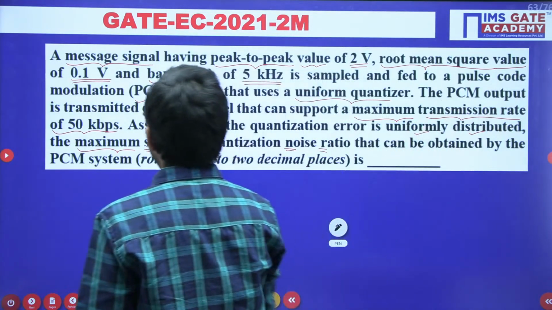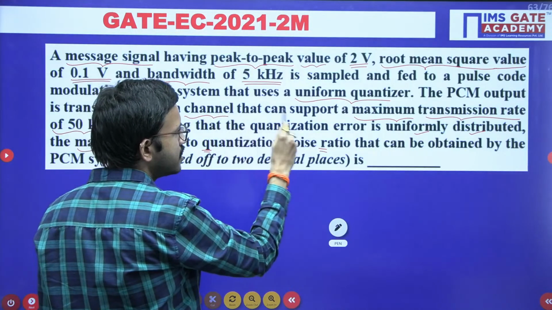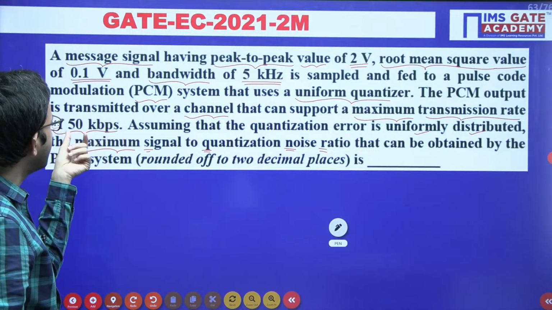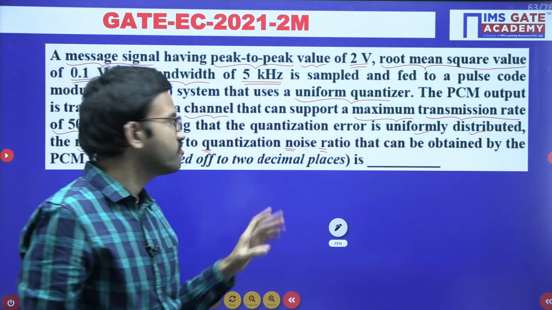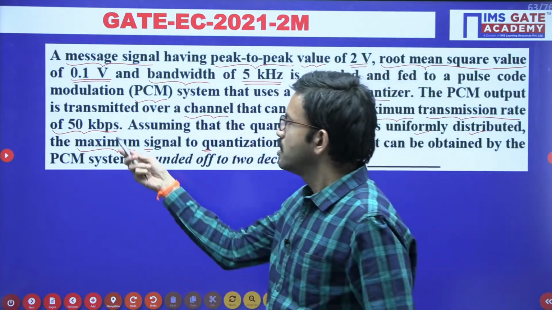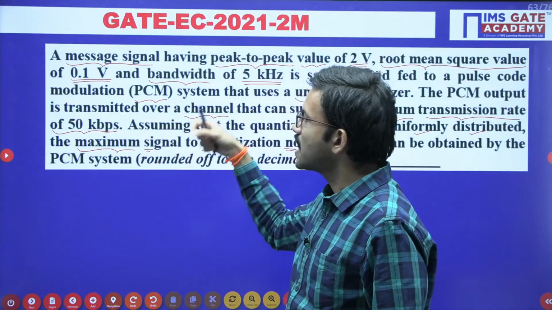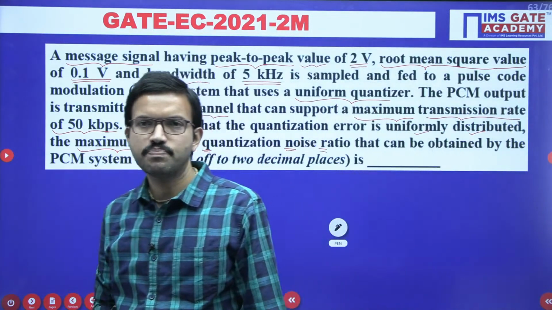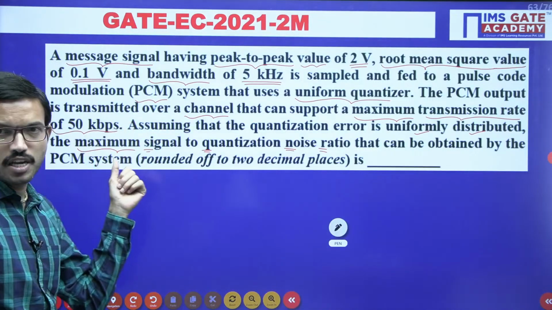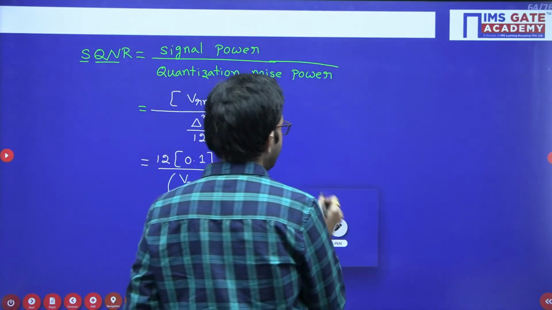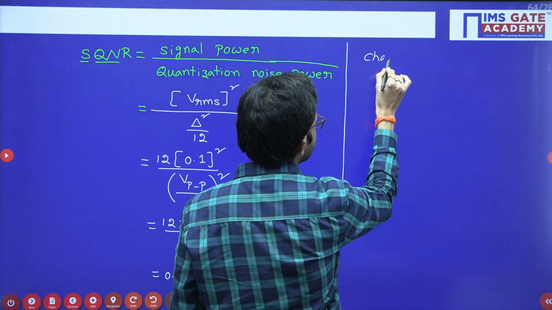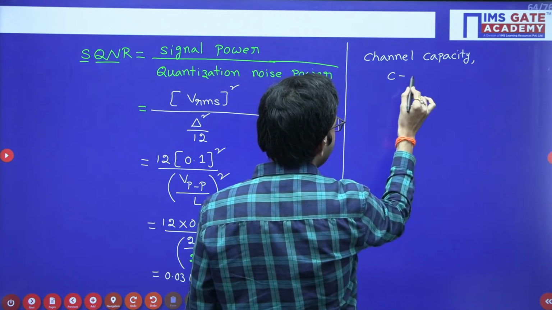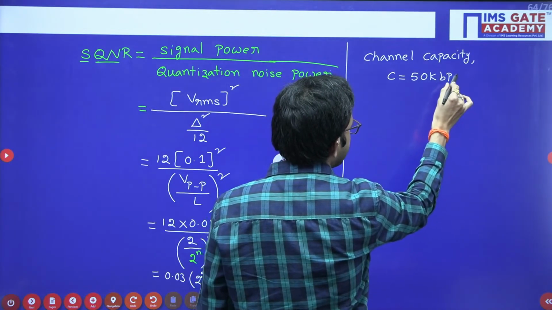The PCM output is transmitted over a channel. That channel can support a maximum transmission rate of 50 kbps. Now after reading this sentence, can you tell what parameter of the channel this 50 kbps is? Yes, very good. With respect to the channel, this 50 kbps is nothing but the channel capacity. They have mentioned the channel can support a maximum transmission rate of 50 kbps, so the capacity of this particular channel is 50 kbps. They have given the channel capacity, C equal to 50 kbps.